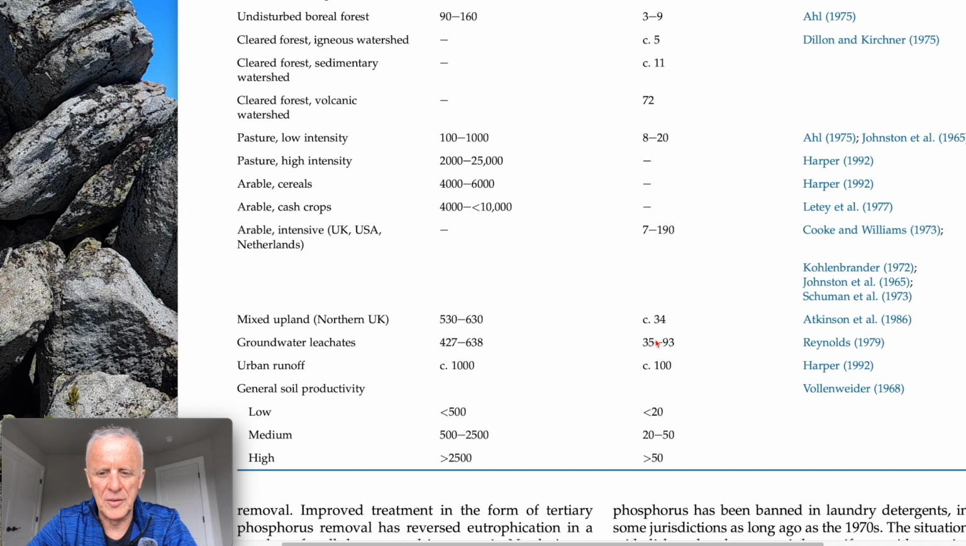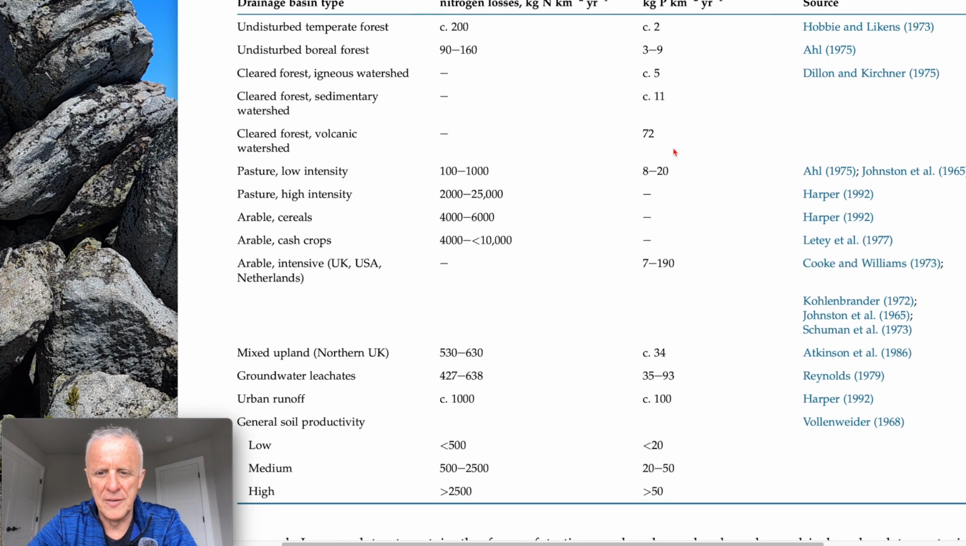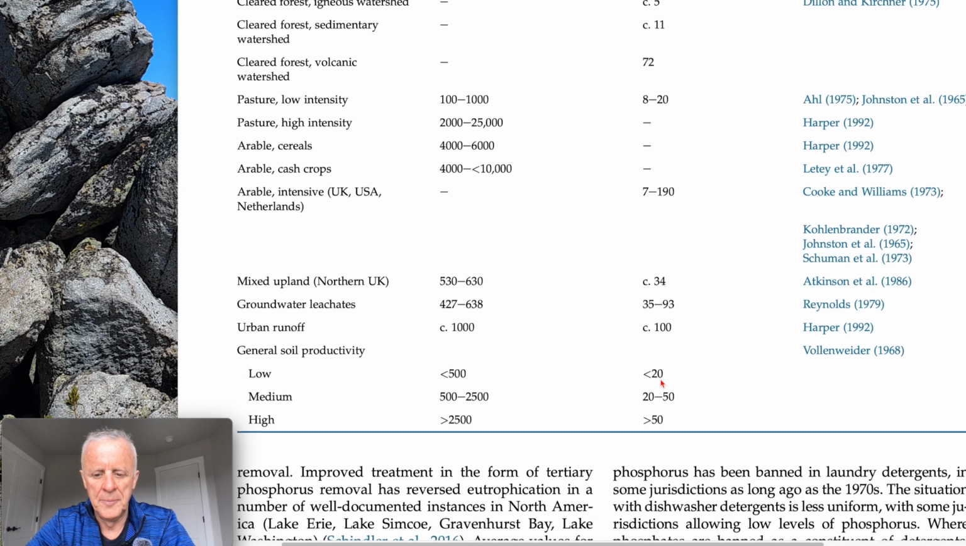We have higher values in the disturbed temperate forest than in the undisturbed boreal forest. Mixed upland has low value. And then we have pretty high ranges sometimes, like pasture, low intensity, and intensive arable land here. All right.